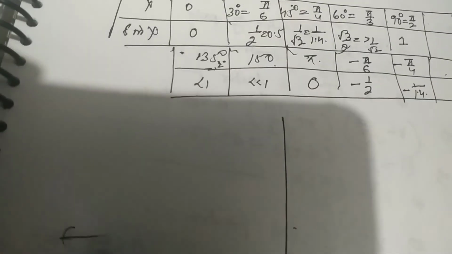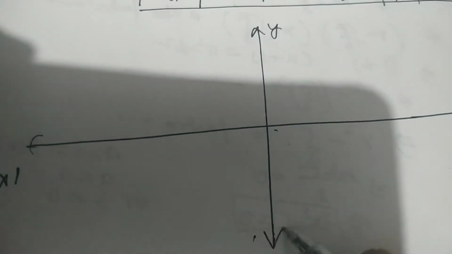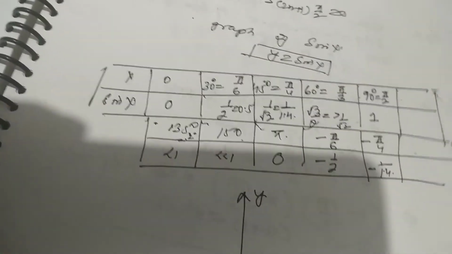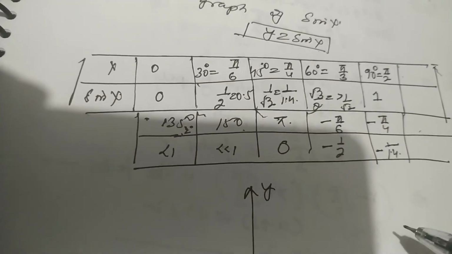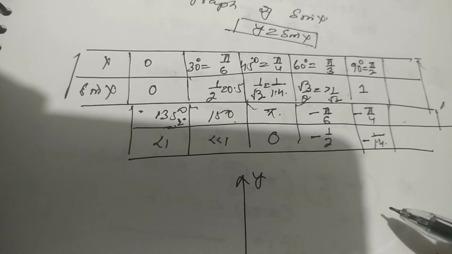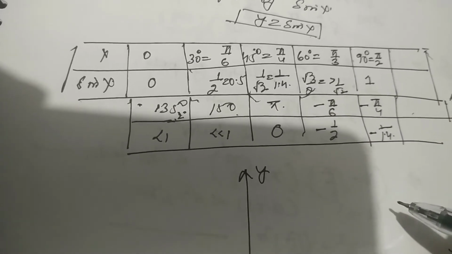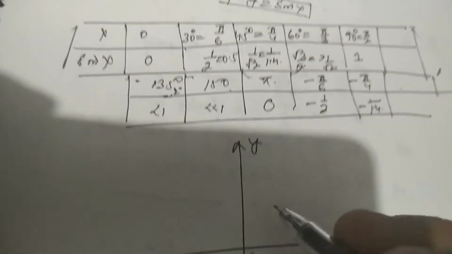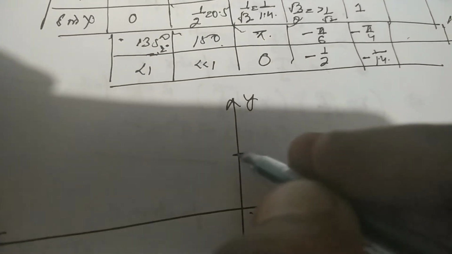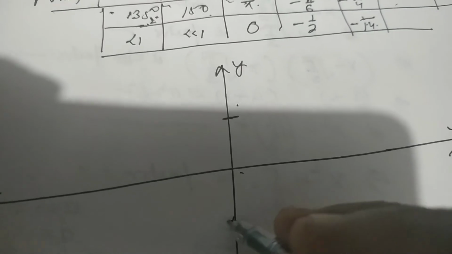Now let's draw this graph on the Cartesian plane. This is the x-axis, x dash, this is the y-axis, and this is y dash. Students, if you look at this, the maximum value of sin x will be 1 and the minimum value is minus 1. The minus 1 is at 270 degrees, which we have already discussed.